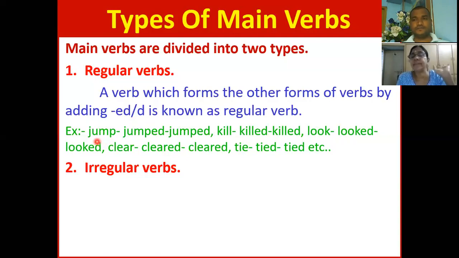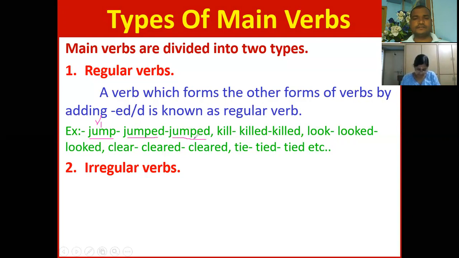So jump is a regular verb. Here, jump, this is V1, V2, and V3. What did we add here to make V2 and V3 forms? We just added ED. Correct? By adding ED, if you are able to change from V1 to V2 and V3, that is nothing but regular. Right? So, come here also.